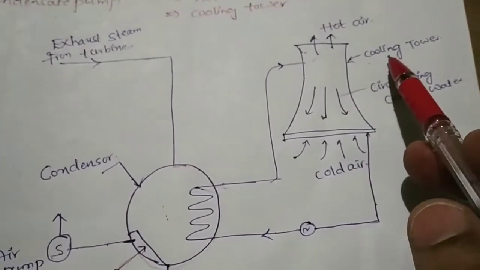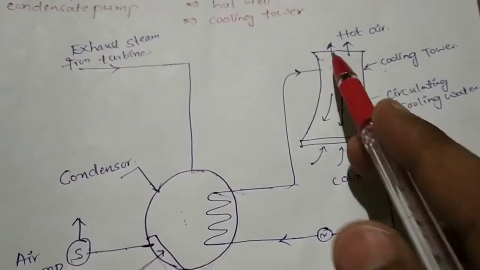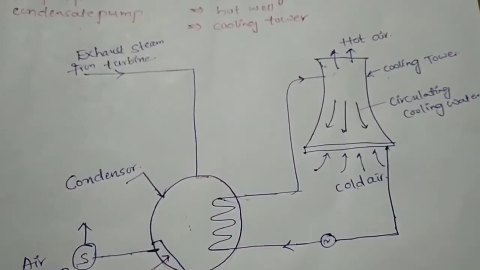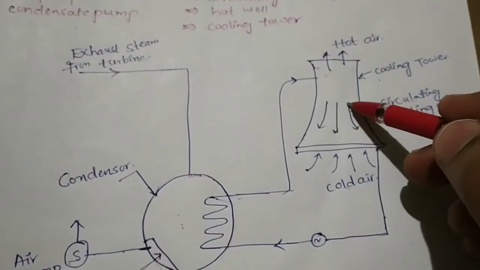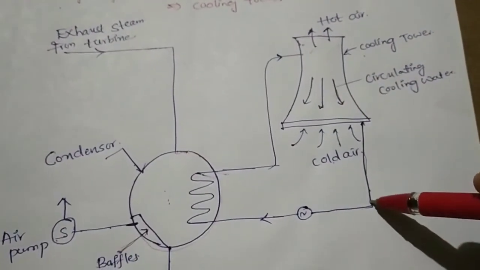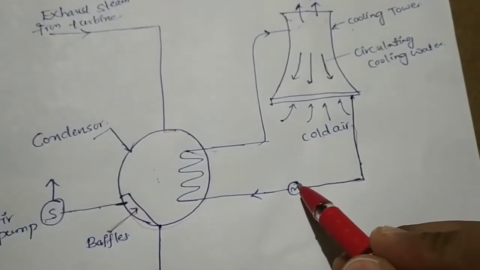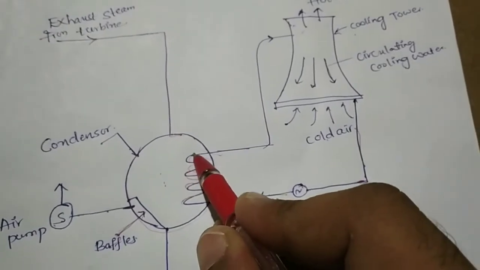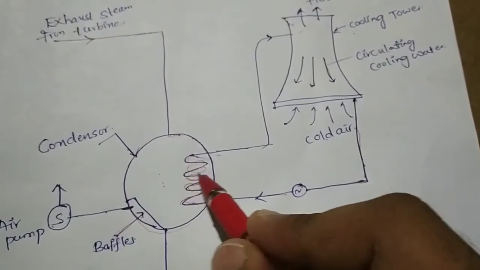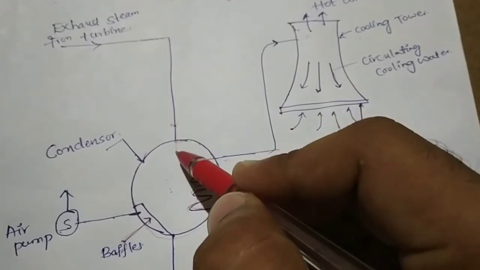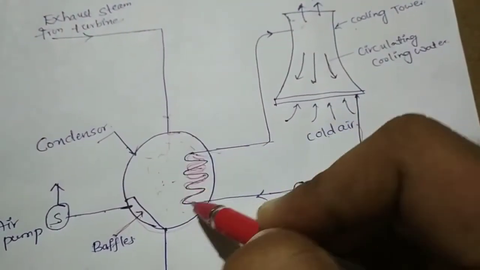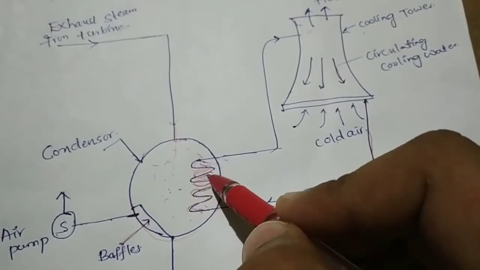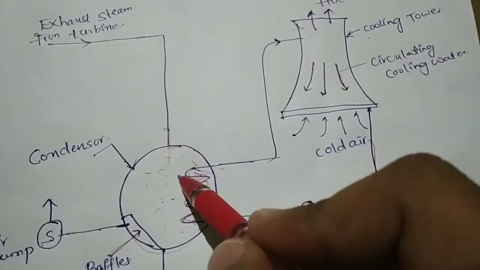Now here we are using the cooling tower. From the cooling tower, these are the hot gases and these are the cold air, and this is the circulating water, that is cooling water. From the cooling water we are getting the cool water, and with the help of the pump the cool water is sent through these pipes. When this cool water is circulated, and steam is coming from here, when the steam is surrounded by this cool water, heat exchange takes place. I already explained, the condenser is a heat exchanger.